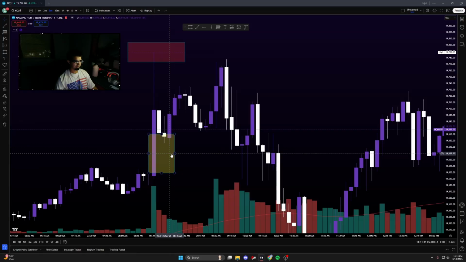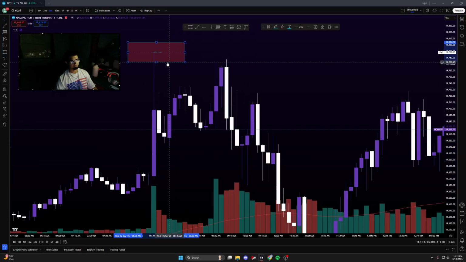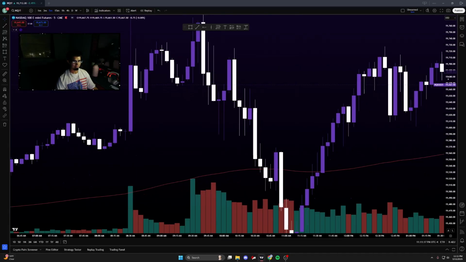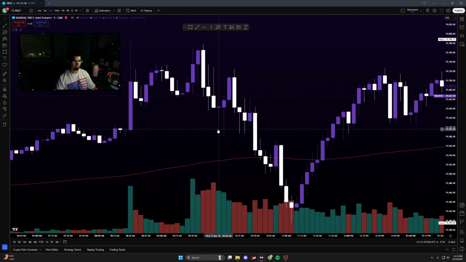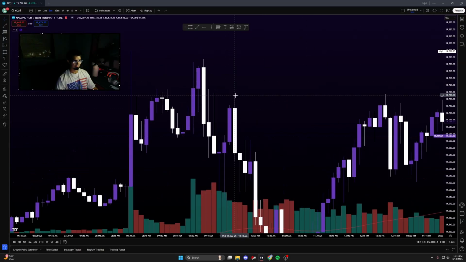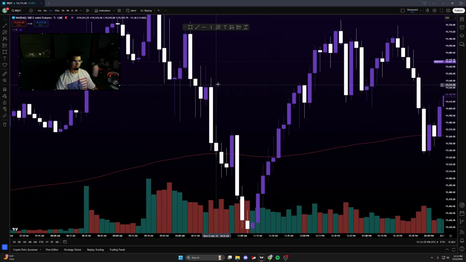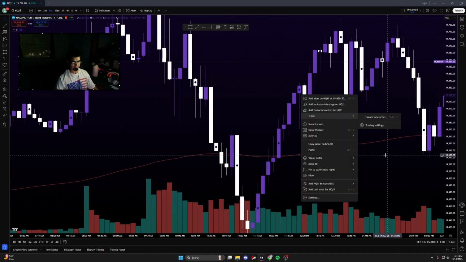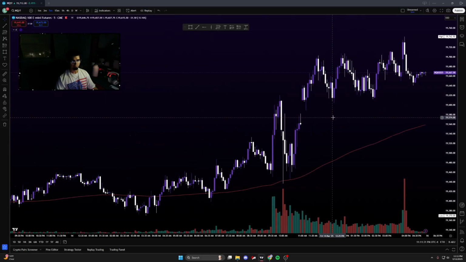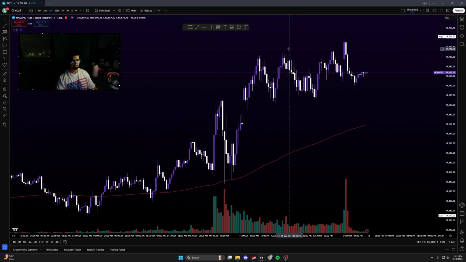And then what do we see right here? Another wick leading us back to the downside. And then what do we see right here? Another big wick leading us back to the upside. And then what do we see right here? Another wick leading us back down to the downside. So that's all a doji is. It's just a big wick that indicates, yeah, market's going to change direction pretty soon, guys.